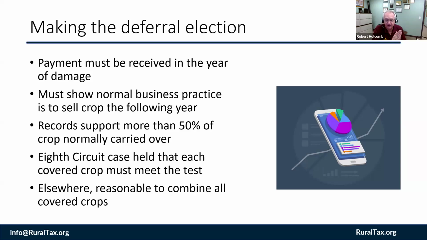Outside of the Eighth Circuit Court of Appeals, you can reasonably combine all the covered crops and look at this as an aggregated amount of crop. If you combine corn, soybeans, and wheat, and you're selling over half of that combined amount, then deferral is allowable, but that's only outside of the Eighth Circuit Court of Appeals. Once again, I know this is a nationwide webinar. The Eighth Circuit Court of Appeals includes Minnesota, the Dakotas, Nebraska, Iowa, Missouri, and Arkansas. Outside of that, you have more flexibility with this election.